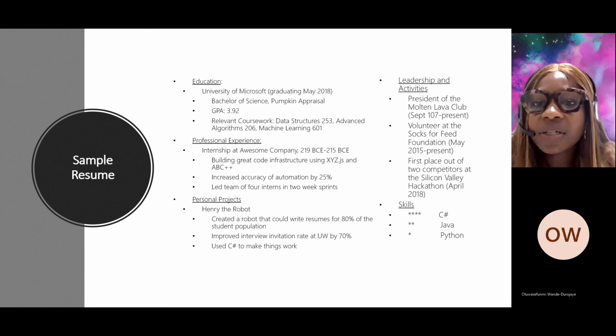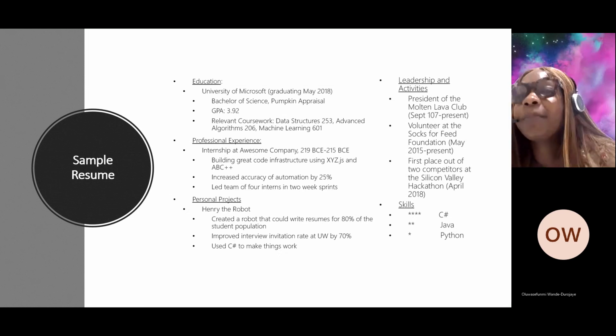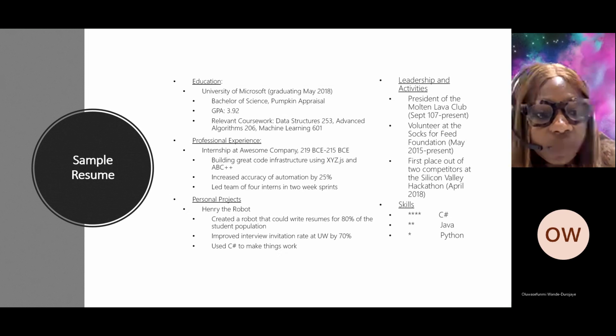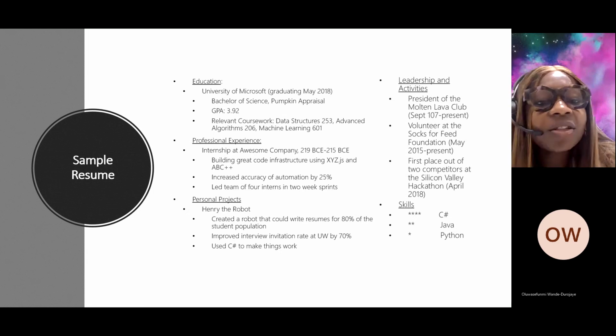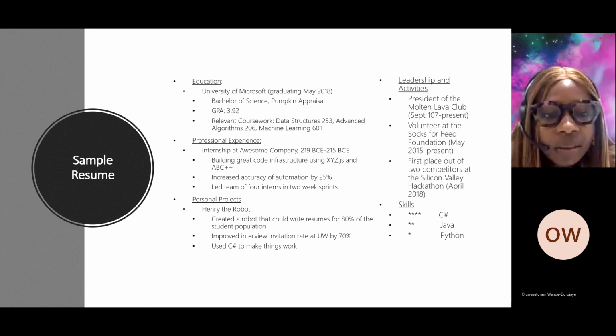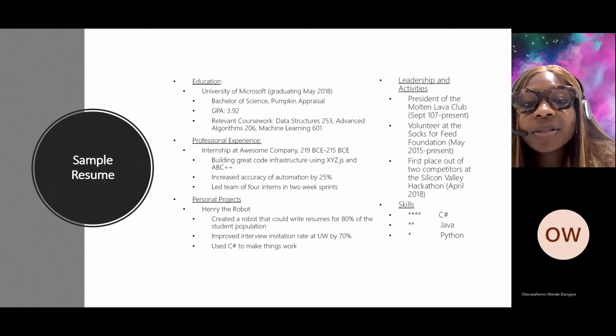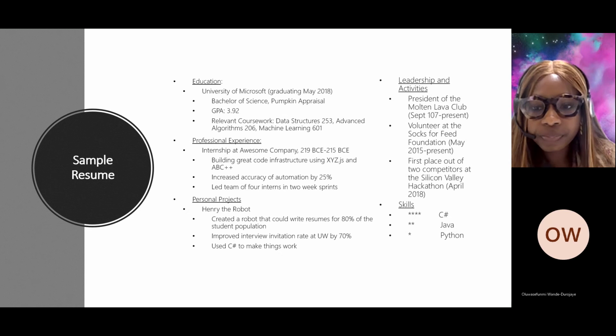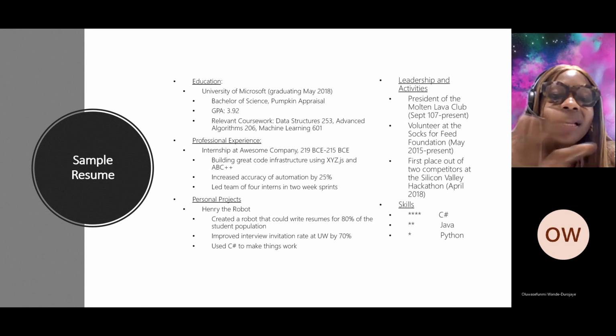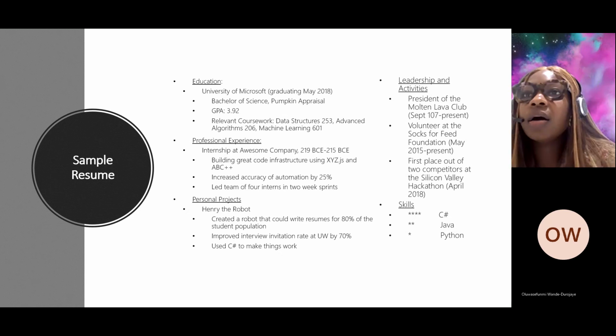These are some of the things that you need to include on your CV: what you worked on and how that impacted the entirety of the product, right? Also, if they had the opportunity to lead a team, also their personal projects, Henry the robot, the language that they use, what Henry the robot is about, also their leadership experience, etc., and the skills that they use. So this is a very decent element of a CV, right?